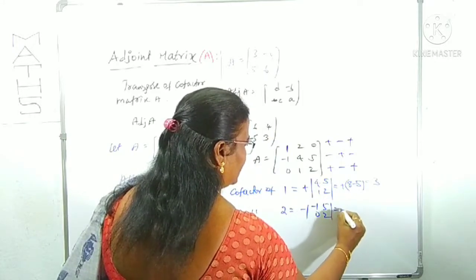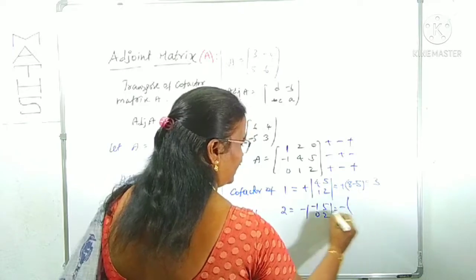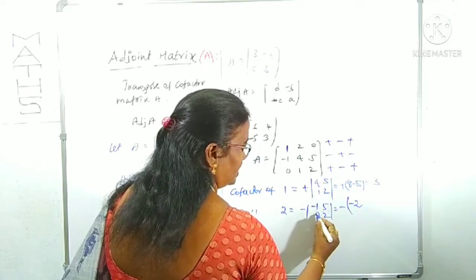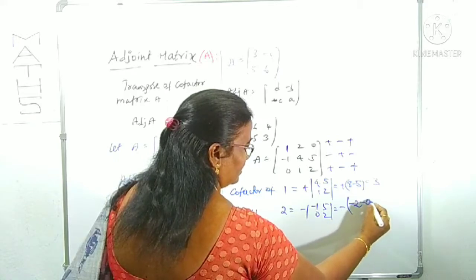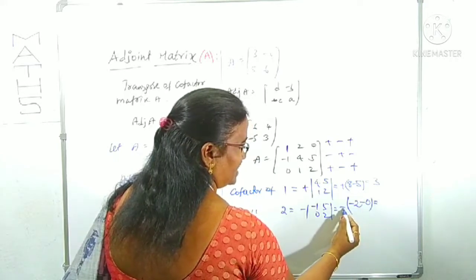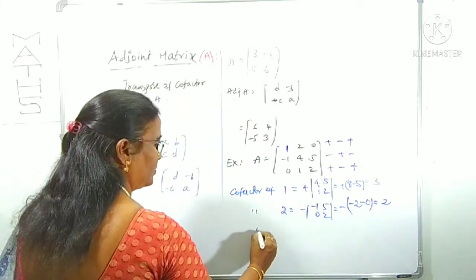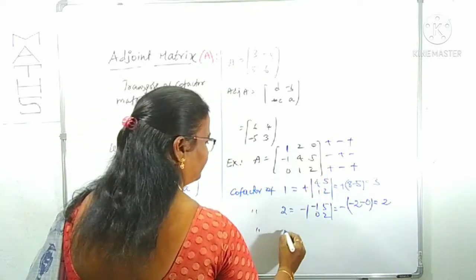It's determinant. Is the minus sign before the minus there? -1 into 2 is -2, 0 into 5 is 0, with minus 0. That is minus of minus 2, plus 2. Right. Now we can find out the cofactor of 0.